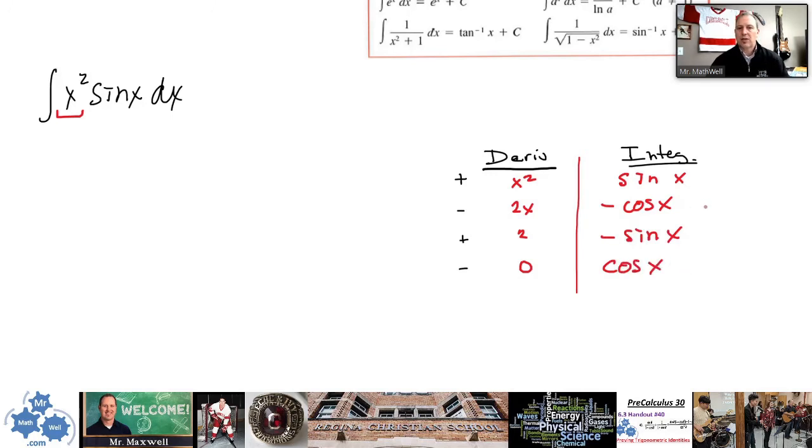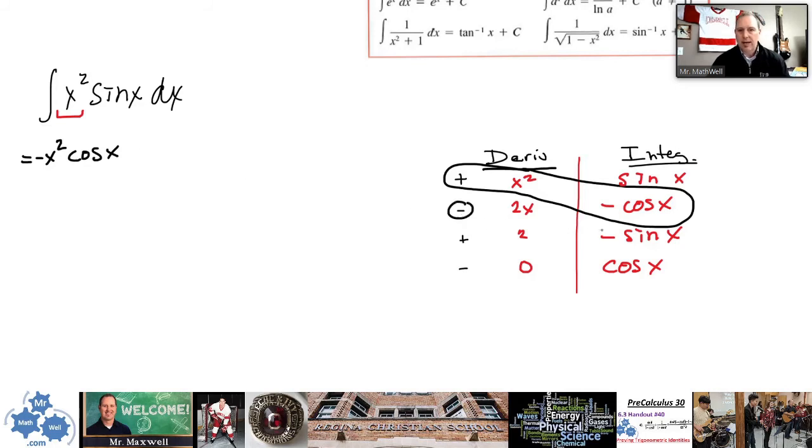So once we have this chart figured out, then the next part is really easy. Of course, we just do our diagonals, starting with the very first term. So this integral is represented by writing x squared times negative cos x. So I'm just going to write negative x squared cos x. And then I got a negative and a negative, so that's going to be a plus 2x sine x. Okay, so that's this one taken care of.